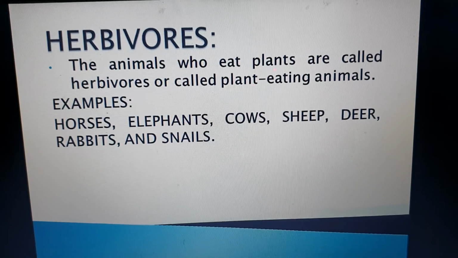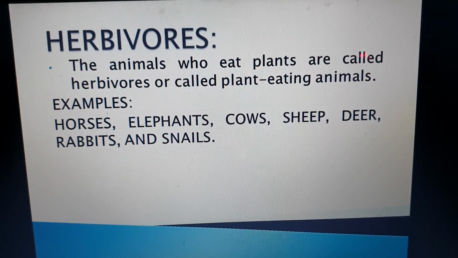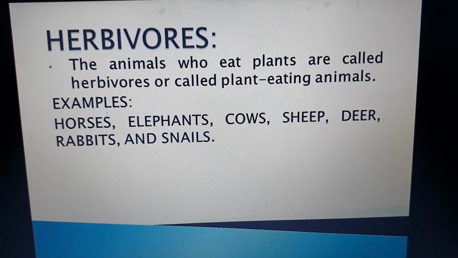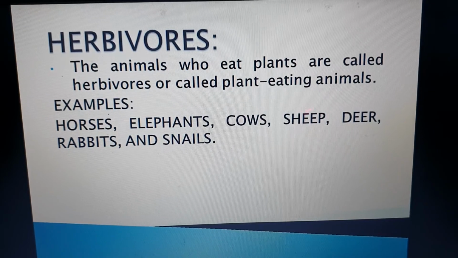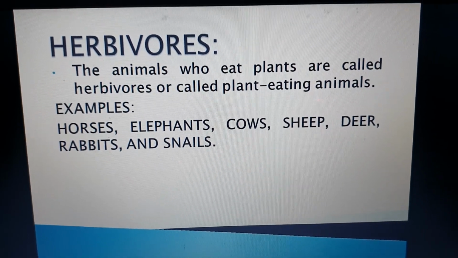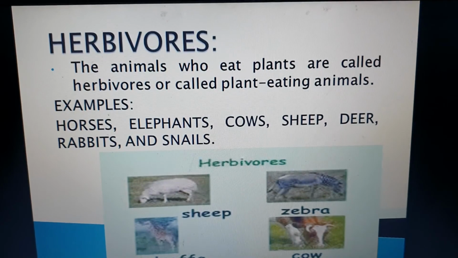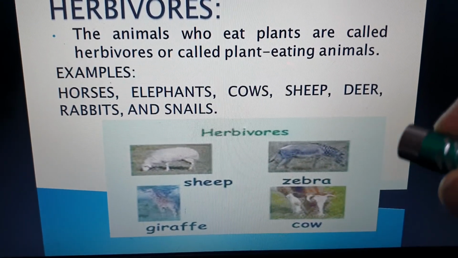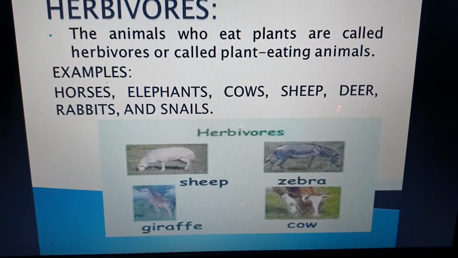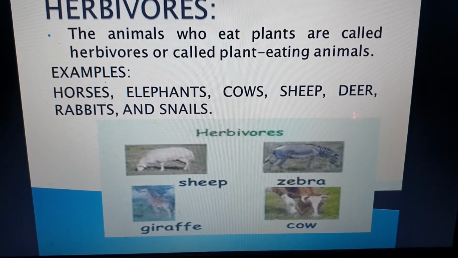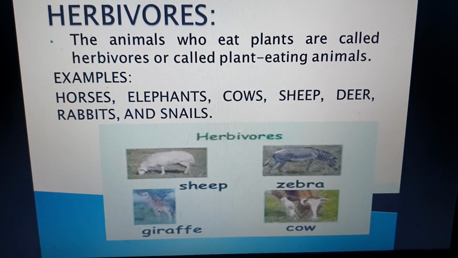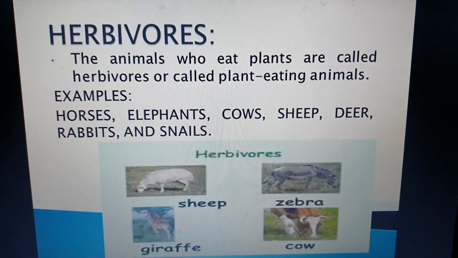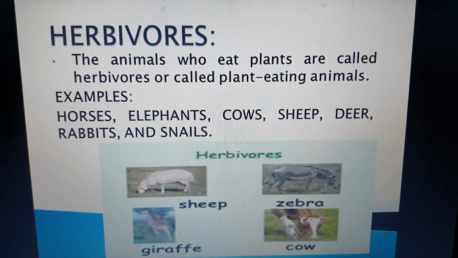The examples are horses, elephant, cow, sheep, deer, rabbit, and snail. See the picture of a sheep, zebra, giraffe, and cow. These animals are all called herbivores because they are dependent on the plants for their feed or for their food.